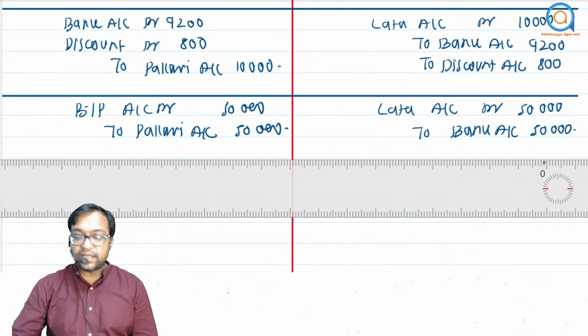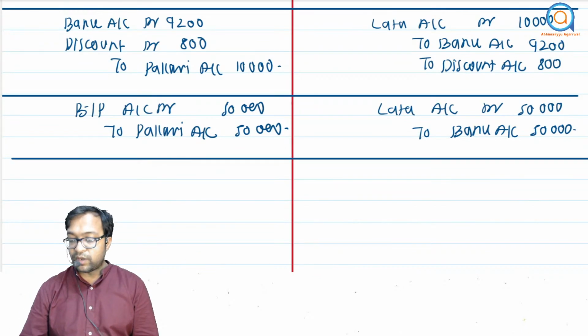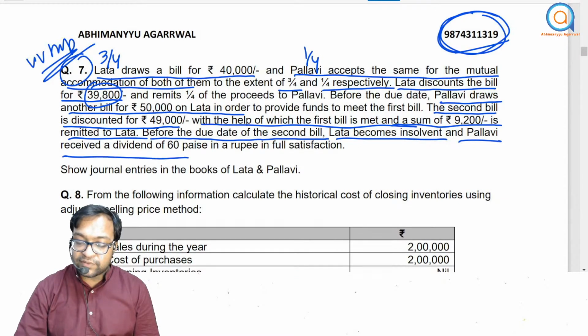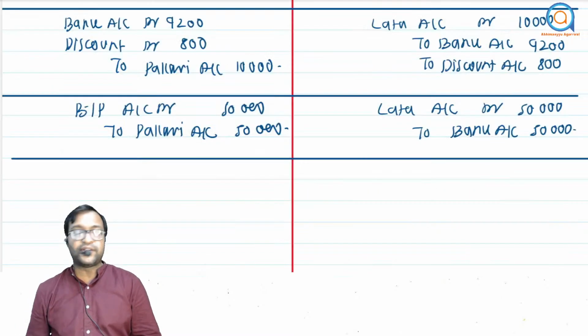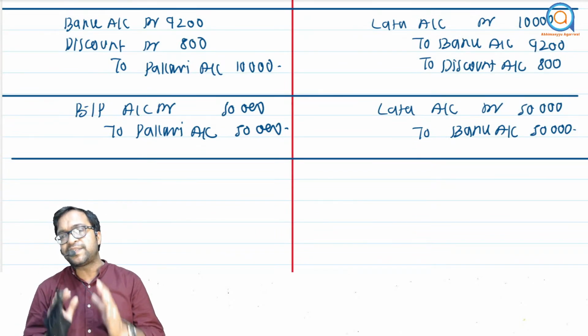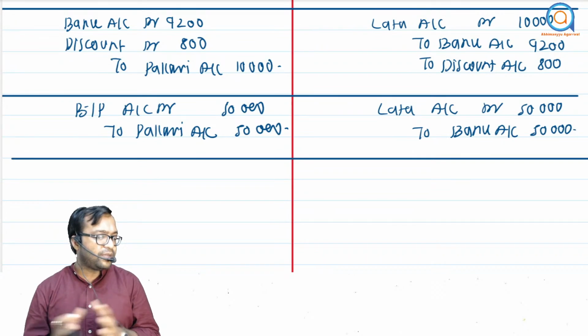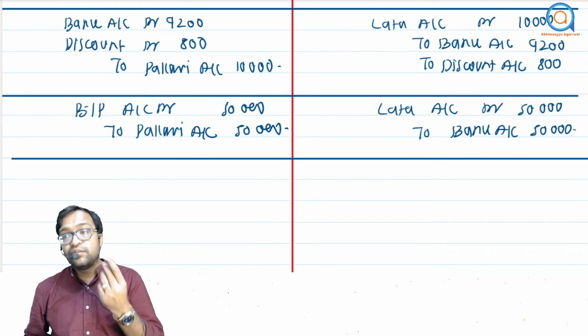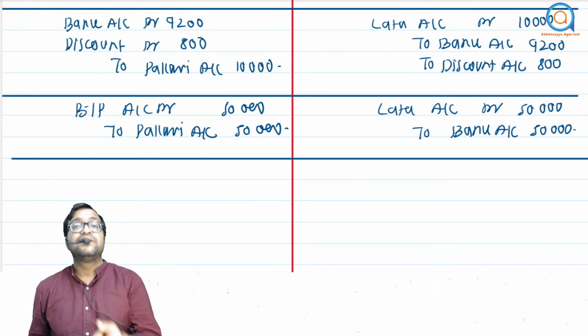Now finally, what are they saying? And Pallavi receives a dividend of 60 paisa in a rupee in full satisfaction. So finally Lata is paying something, not the full amount, only 60 paisa in a rupee, 60%. So can I say 40%? Yes sir, 40% is bad debt.